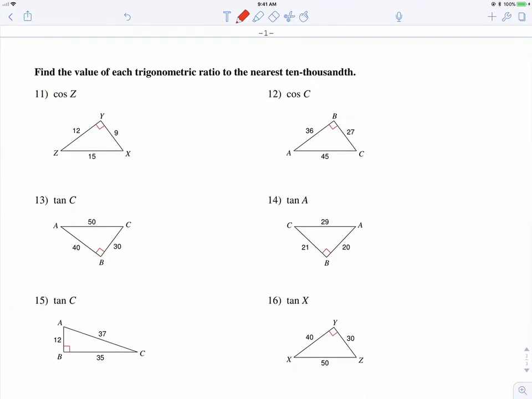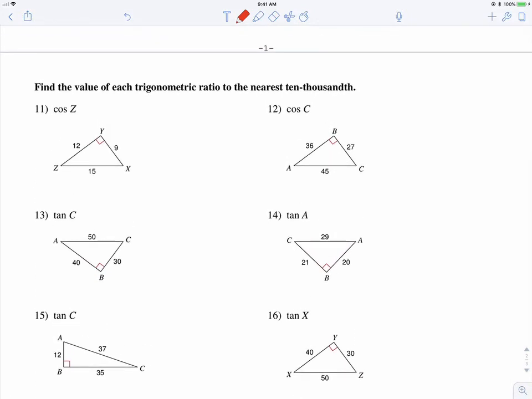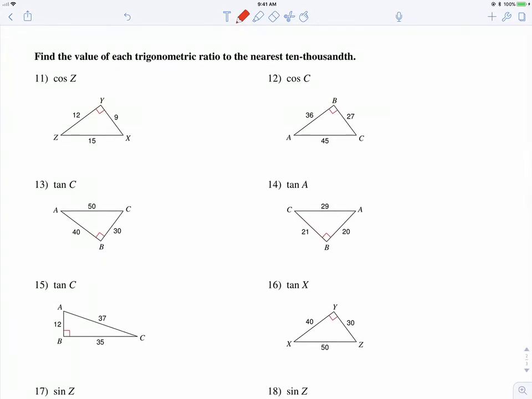Now they want us finding it as a decimal, not a fraction. There's a reason for this. We'll check out what that is in a little bit. So let's do 11 together. They want cosine of Z. So here's your reference angle Z. The hypotenuse is opposite the 90-degree angle. The opposite is opposite the reference angle. And then the other one's adjacent because it's next to the reference angle.